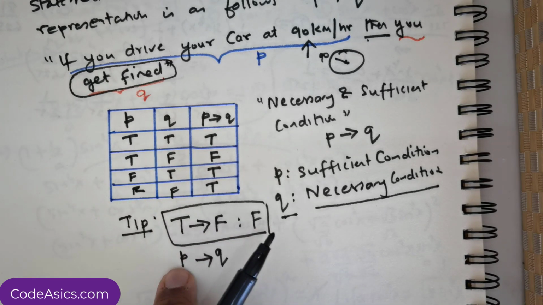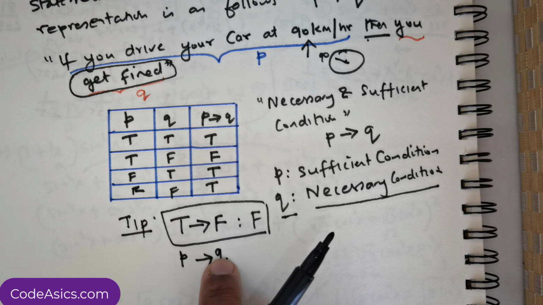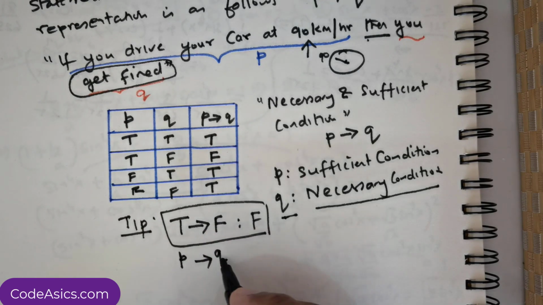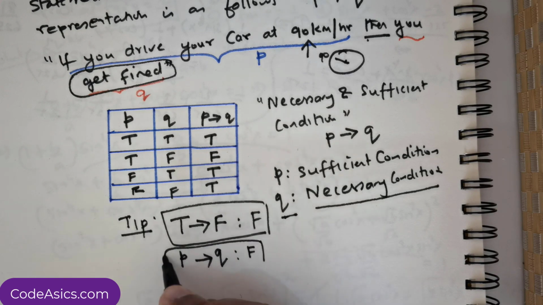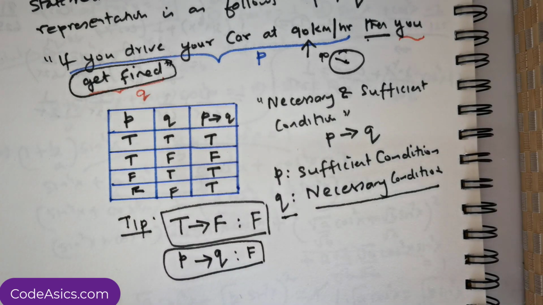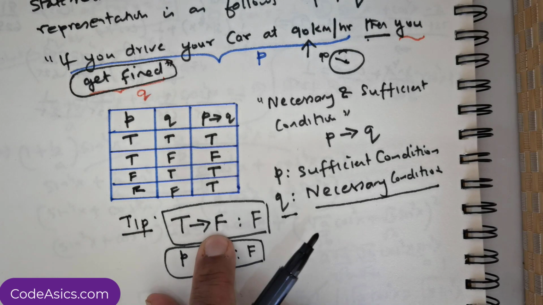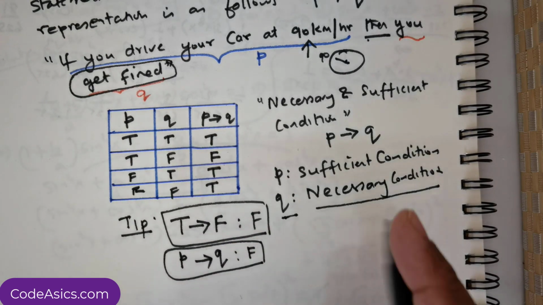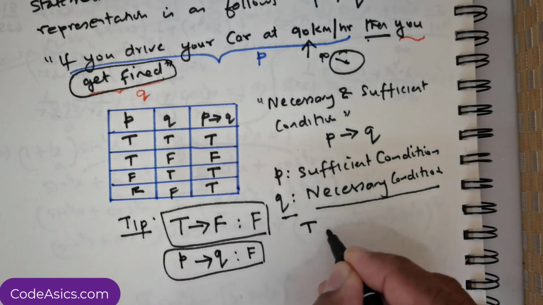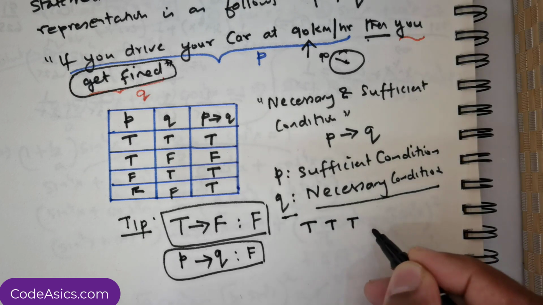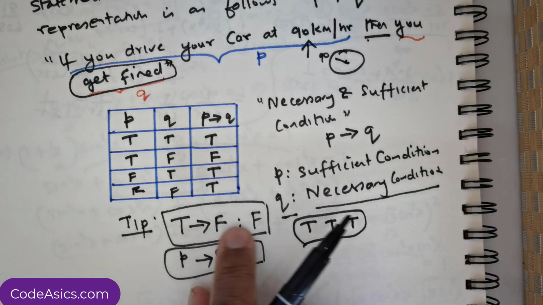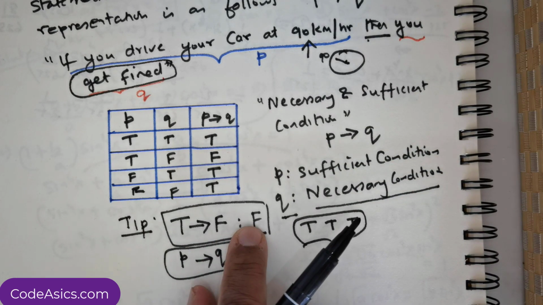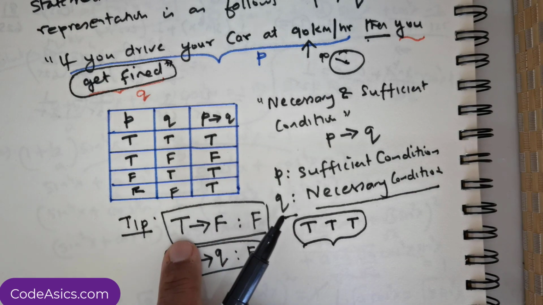So if P has a value T and Q has a value F, then the outcome for if P then Q is going to be F. So that is what you need to remember. T F will always produce you F. You don't have to remember anything else. Anything else will always be true. True, true. The only place where you will get F is over here. I hope you remember this.